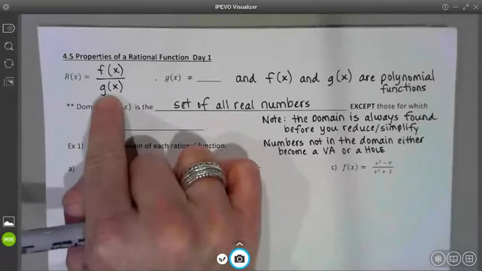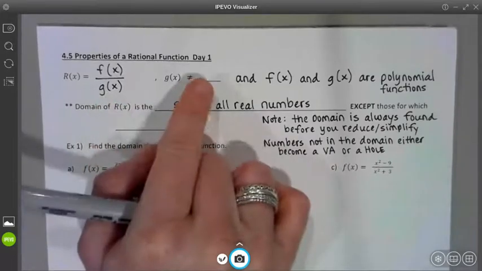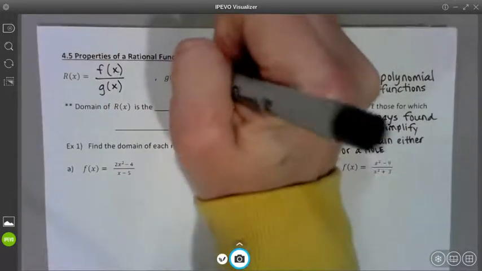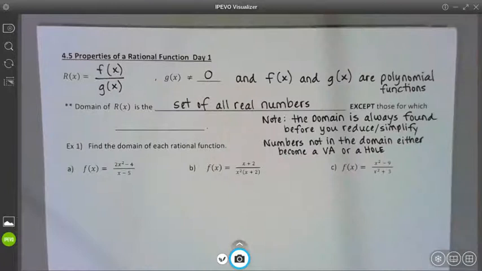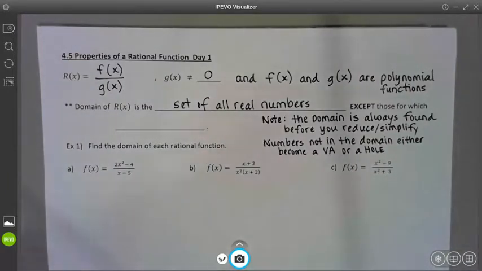So the only stipulation on a rational function is that the denominator, in this case the g of x function, can never equal 0, because if the g of x function equaled 0, then we would be dividing by 0, which is an undefined operation. So there it is, a polynomial divided by a polynomial.